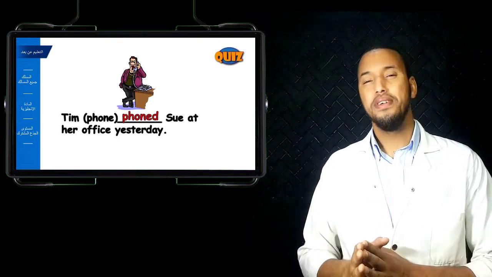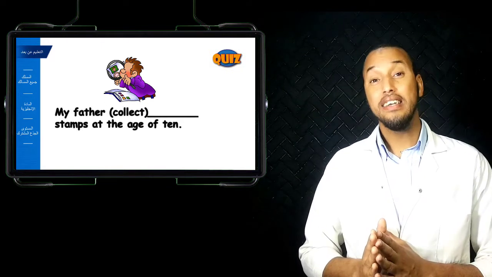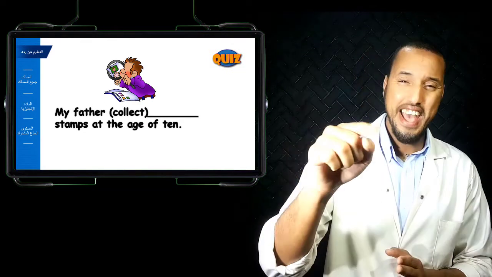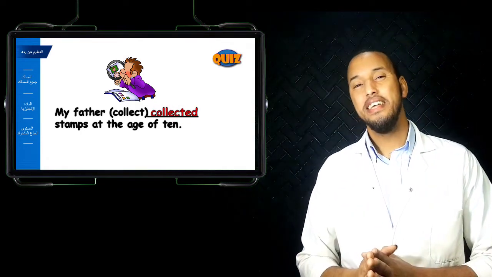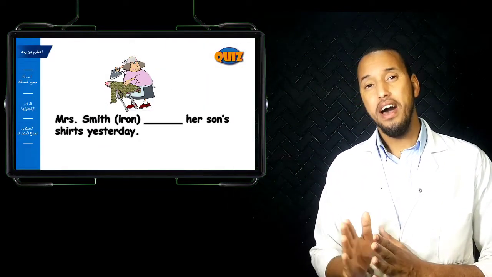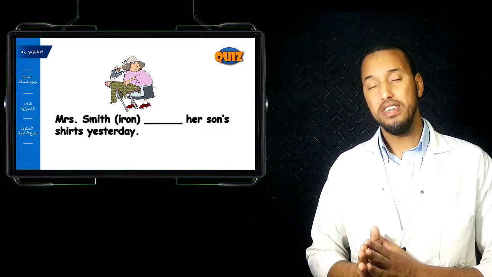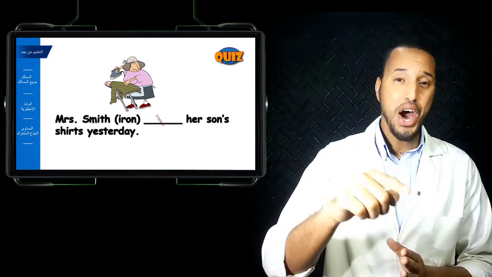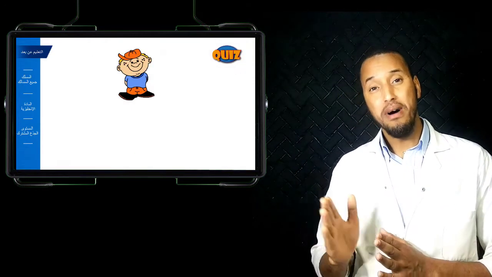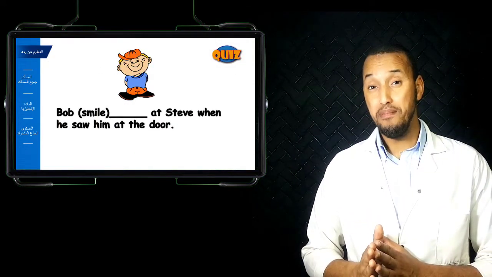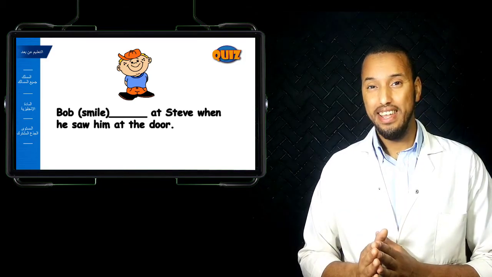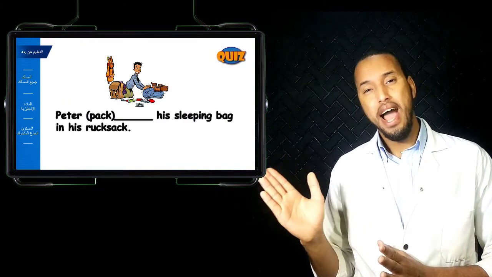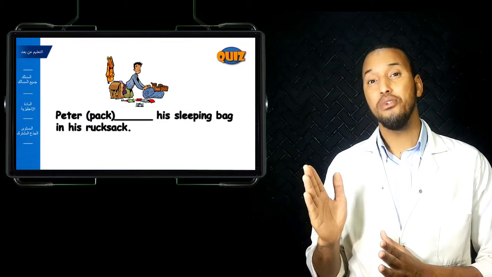Excellent. Phoned. My father collected stamps at the age of 10. Yes, collected. Mrs. Smith ironed her son's shirts yesterday. Right, ironed. Bob smiled at Steve when he saw him at the door. Yes, smiled. Correct.